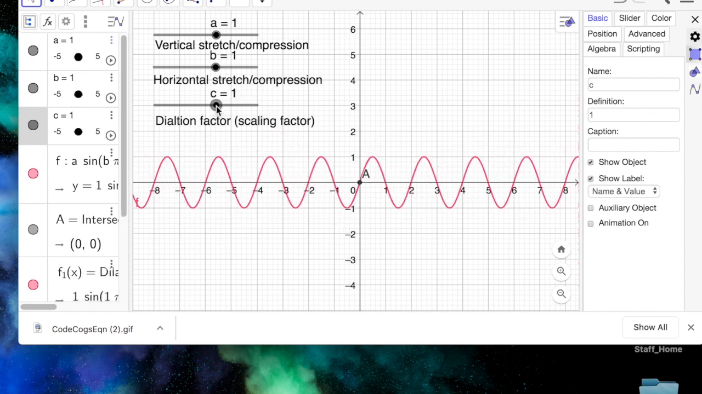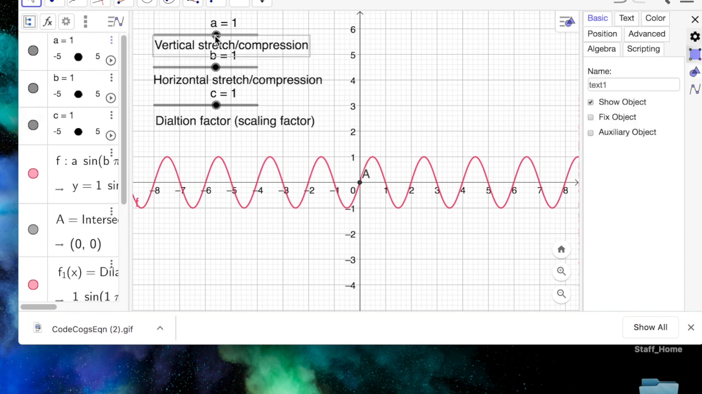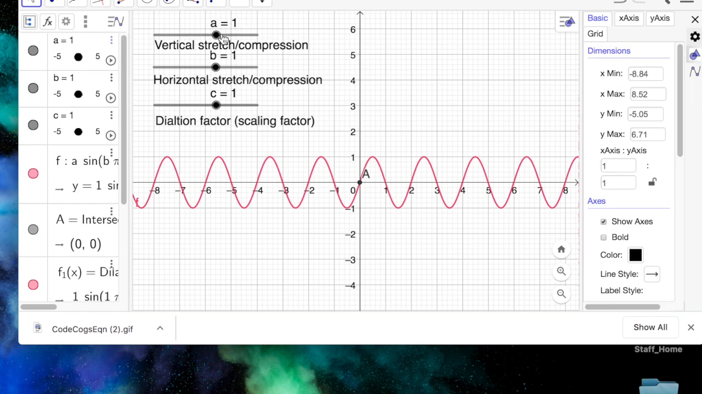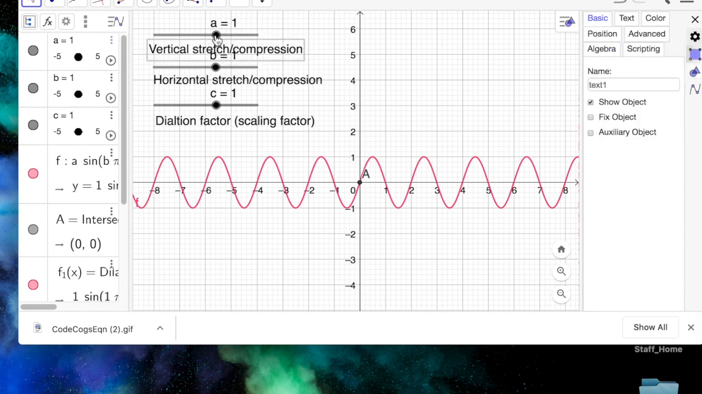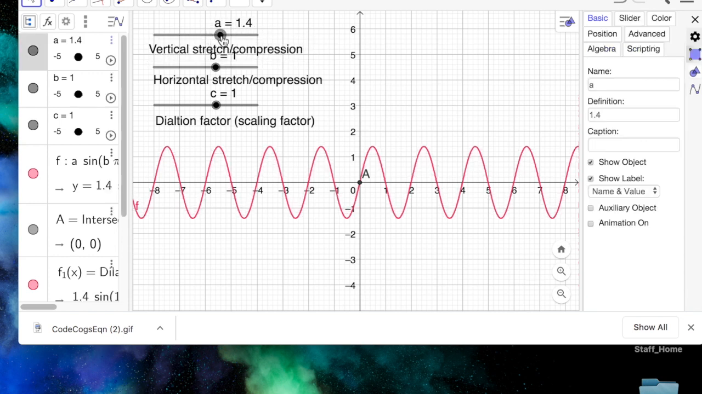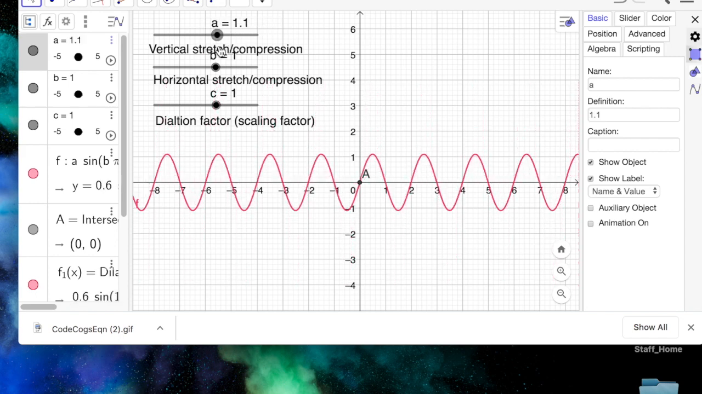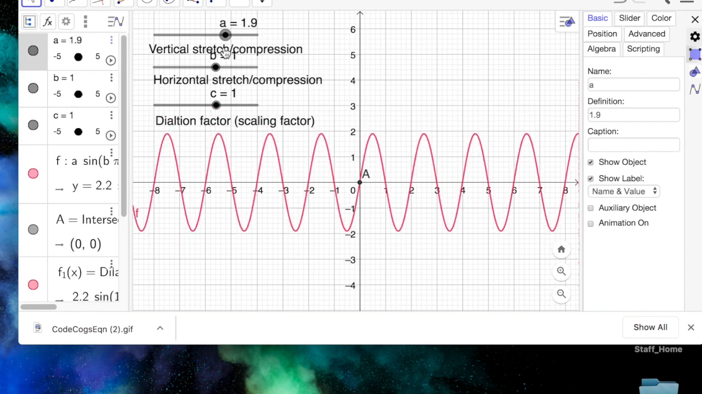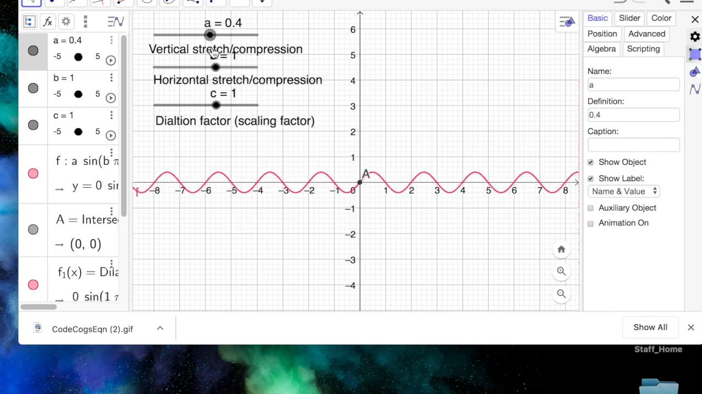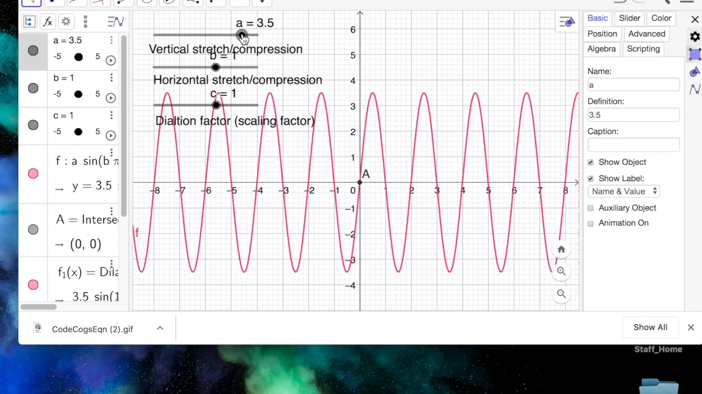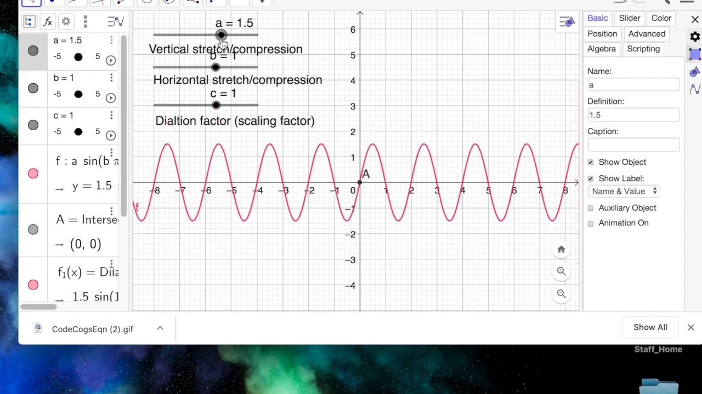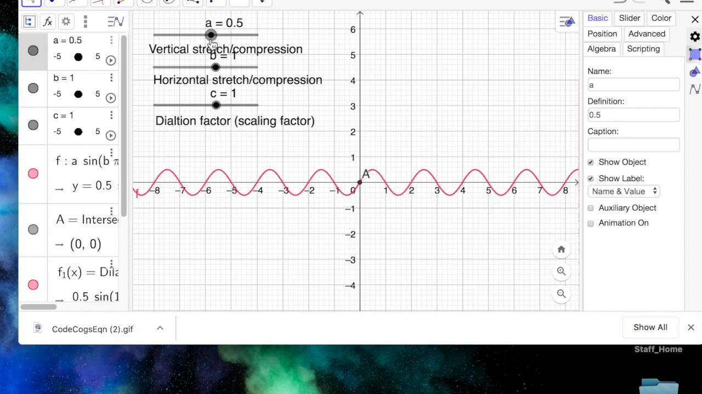The whole entire graph compresses and stretches based on a dilation. A vertical stretch and compression, as you can imagine, just does an operation vertically. So what you'll notice when I actually stretch this, when I use the slider to stretch this, all my x-intercepts stay the same. You can see that there's no horizontal movement here, but it's getting vertically taller and skinnier, or shorter and what looks to be fatter.